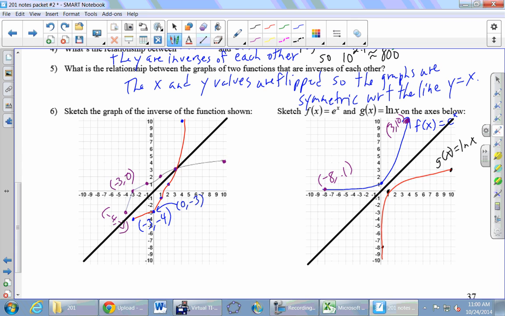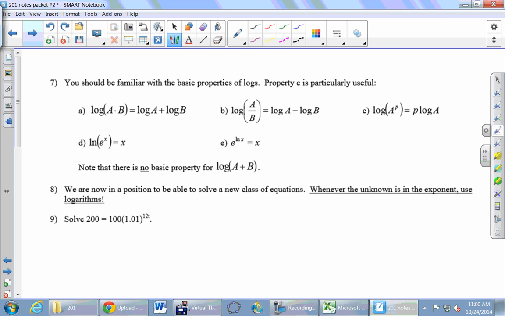Okay, so last little bit and then activity. So there are 5 properties of logs written here. You can look at them later and use them as necessary, but I'll just point out that property C is one of the most useful. It says if you have log of something to a power, what can you do with that power? You can put it right down in the front. Right, so C is one of the most useful ones.